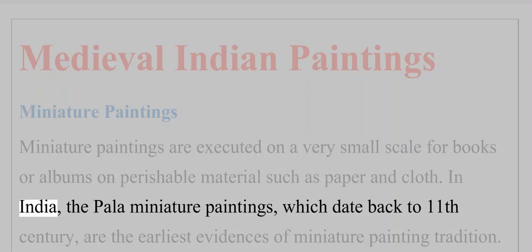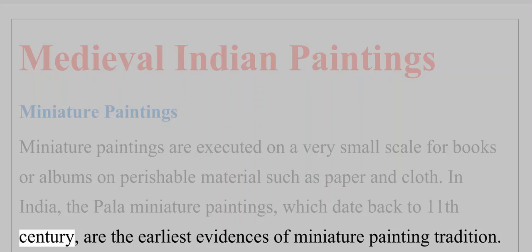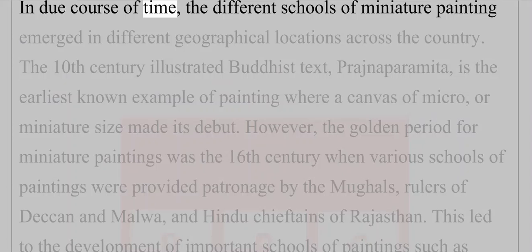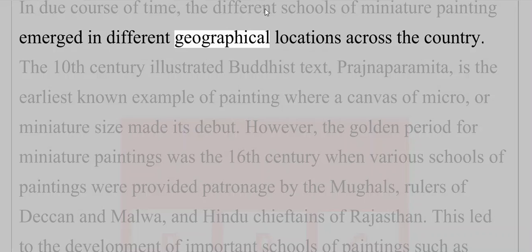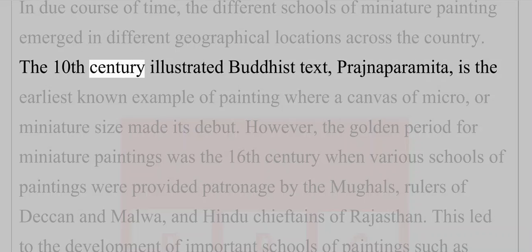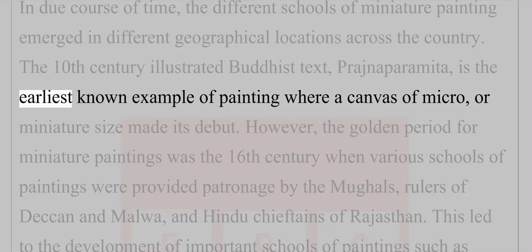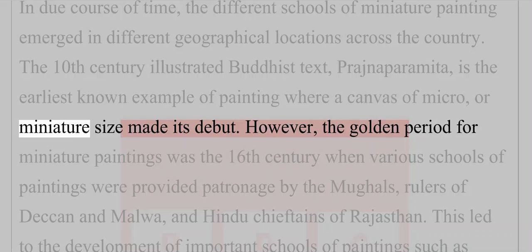cloth. In India, the Pala miniature paintings, which date back to the 11th century, are the earliest evidence of the miniature painting tradition. In due course of time, different schools of miniature painting emerged in different geographical locations across the country. The 10th century illustrated Buddhist text, Prajnaparamita, is the earliest known example of painting where a canvas of micro or miniature size made its debut.